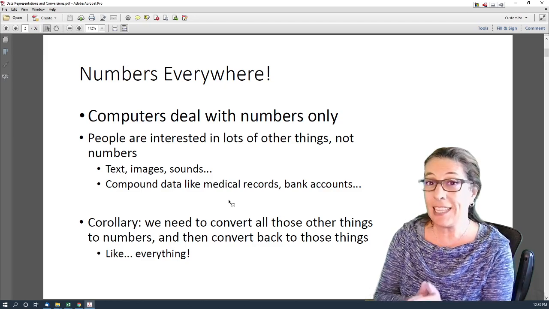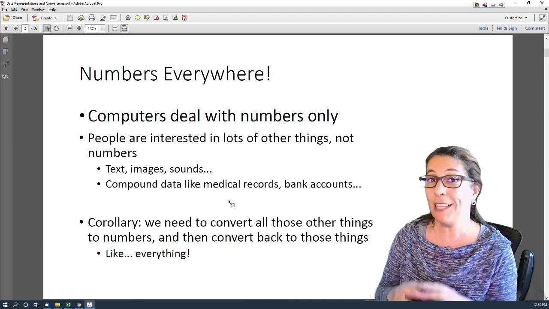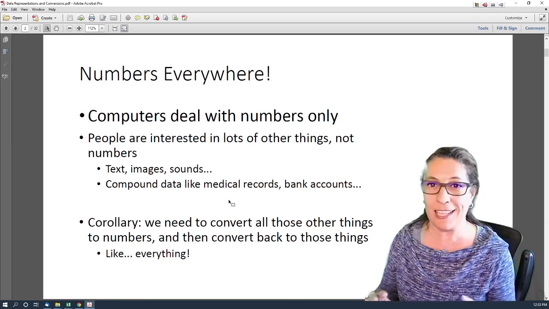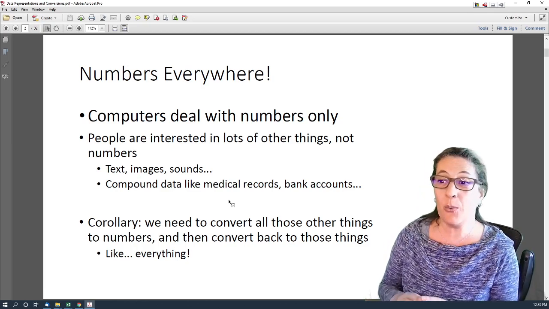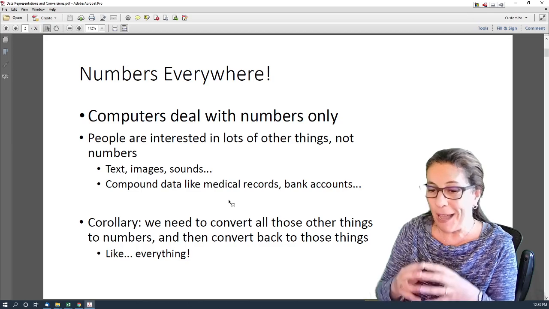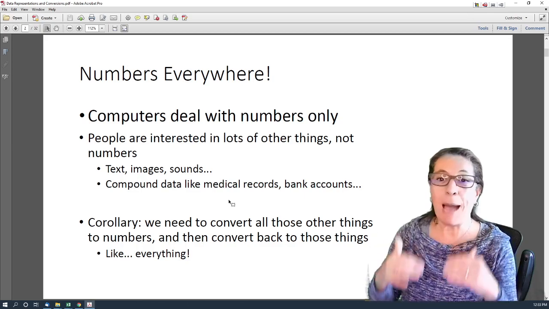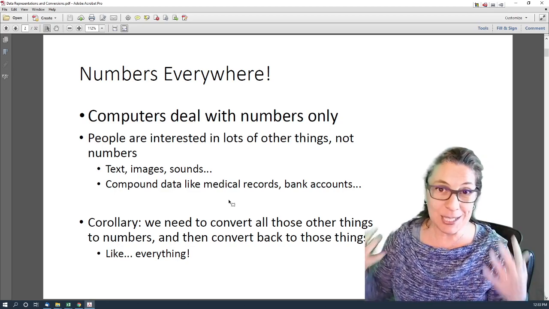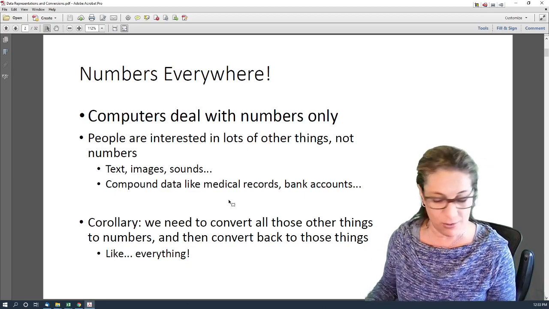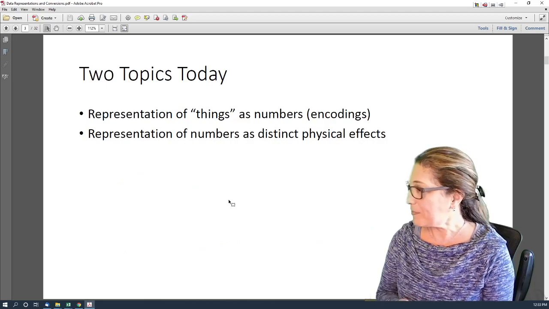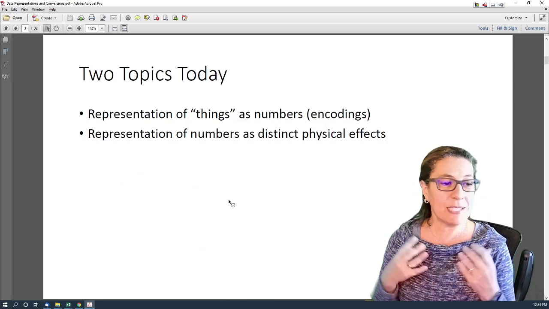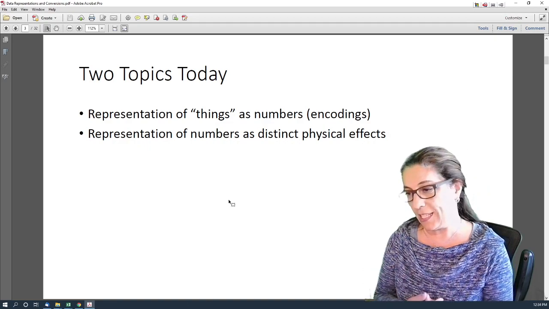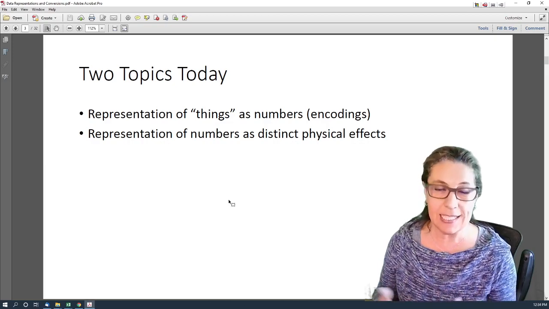So basically, and this is a principle that applies to absolutely everything, computers don't understand anything other than numbers. But the interesting thing is that there are ways of mapping the things that we care about into numbers and then back again. And that's the topic of today's lecture. So today's lecture is about the representation of things as numbers, and the word that people use technically is encodings.